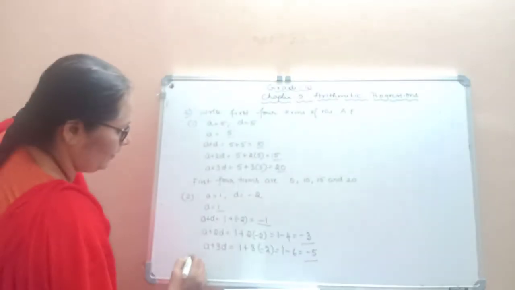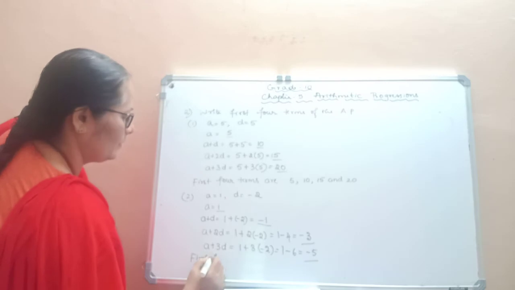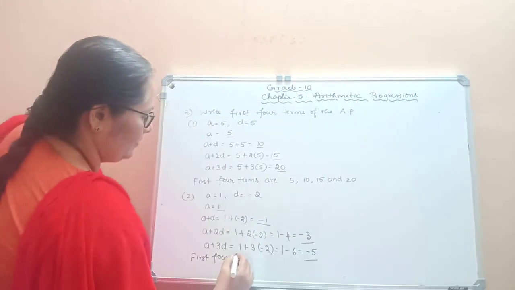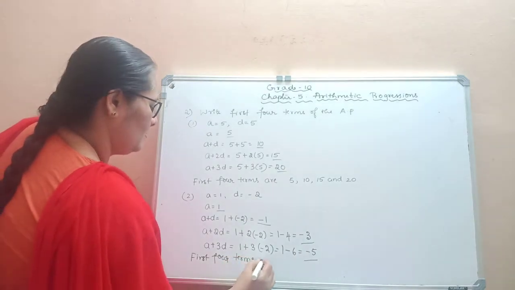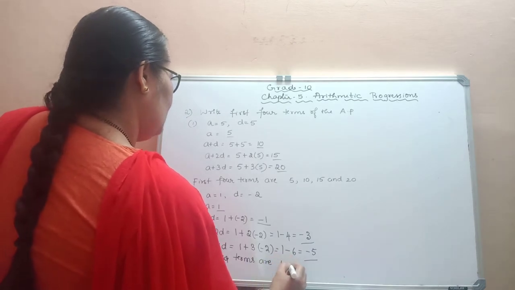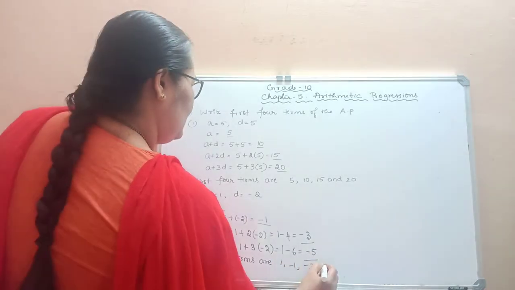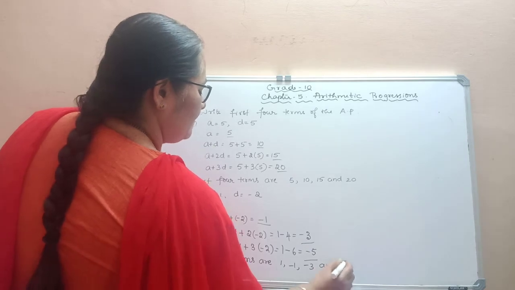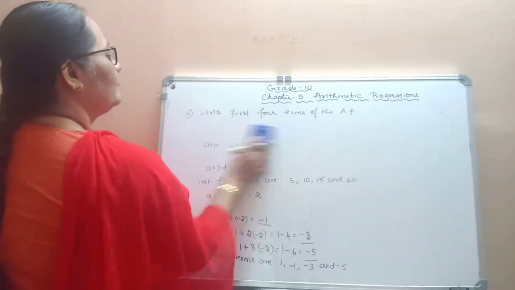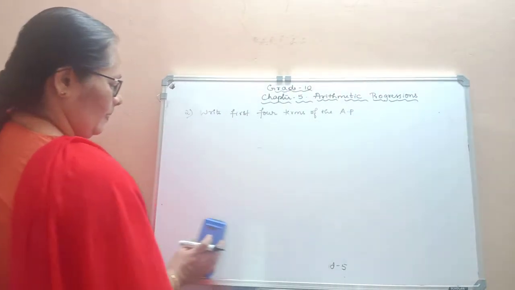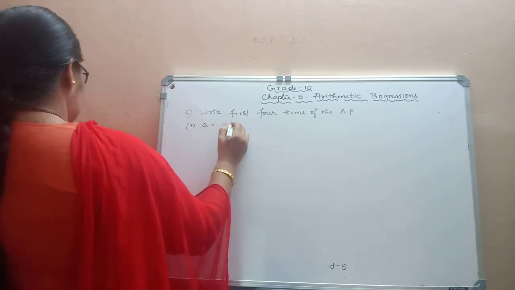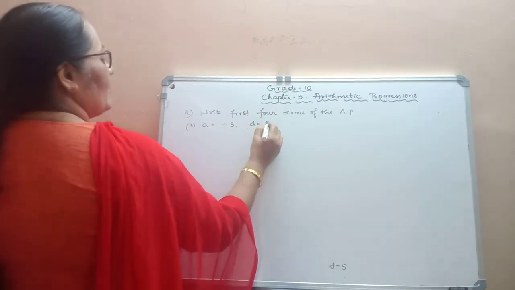So the first four terms are 1, minus 1, minus 3 and minus 5. Now the last example, the third one. First term is minus 3 and common difference is 5 by 2.